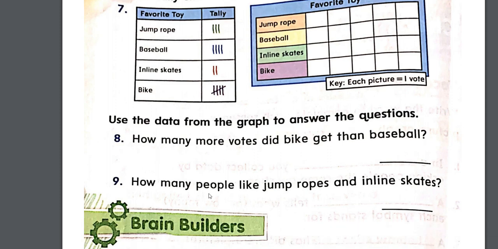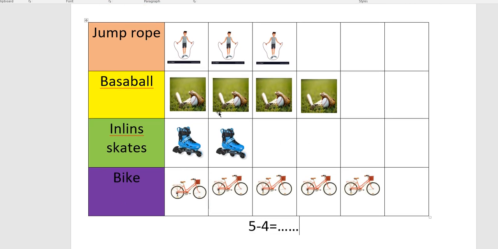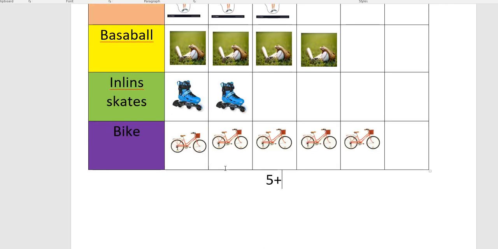Okay, question number 9. How many people like jump rope and inline skating? And here you need to add the number of people who like jump rope, how many? 3. And inline skates, how many? 2. So you add 3 plus 2 equals. Next question, 10. How many more people voted for bike and jump rope all together? Let's do the first part of this question first. How many people voted for bike and jump rope together? For bike, we have how many? 5. And for jump rope, how many? 3. So we do 5 plus 3 equals how many? Yeah, 8.